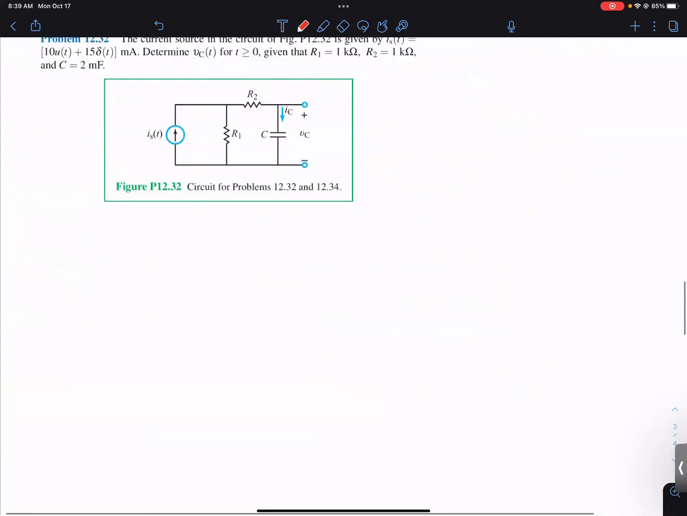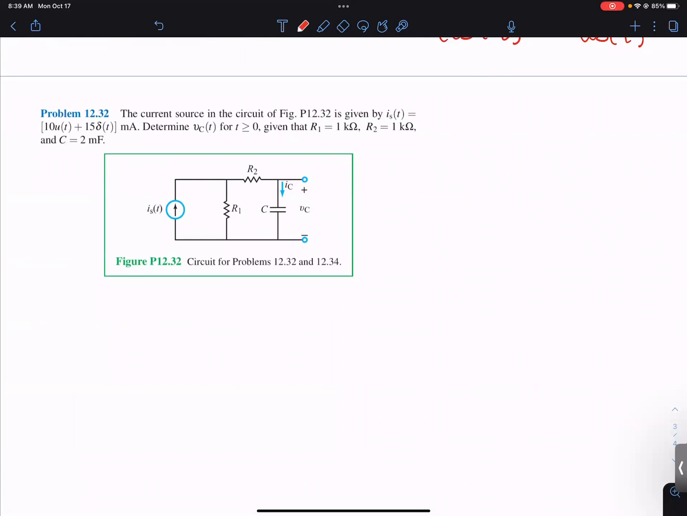All right. So go ahead and work on this. So here you're trying to find VC of t, given those values for R1, R2, and C.